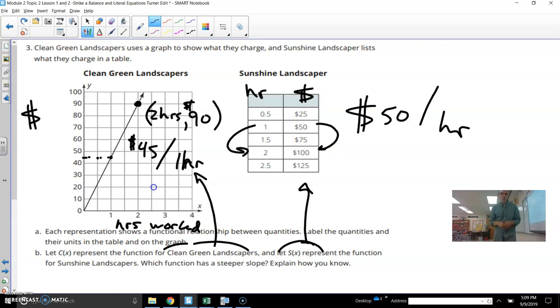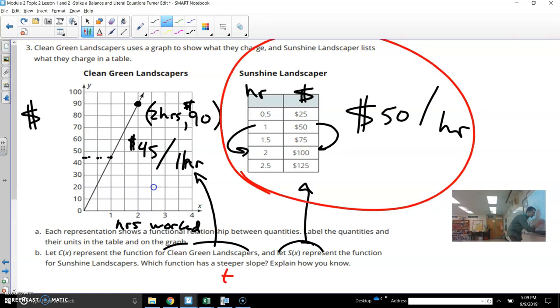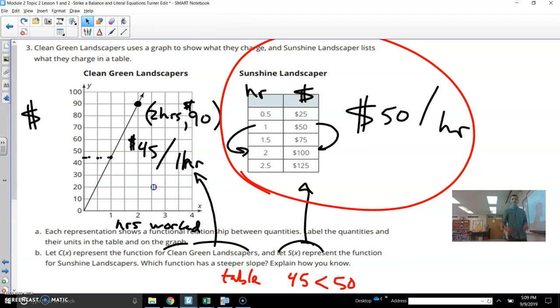And so now it says, well, which function has a steeper slope? I would say the table. The table has a steeper slope because 45 is less than 50. So 2 hours costs 100 in the table versus 2 hours costs 90 in the graph. That tells us that the rate of change is more. This is a more expensive landscaper on the right, using the slope formula.